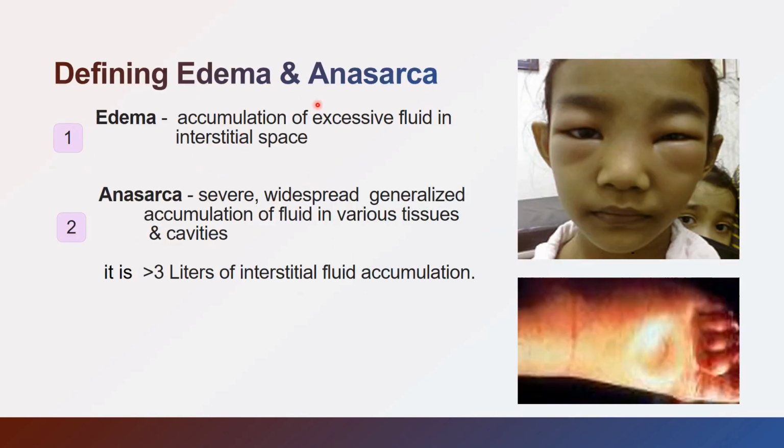Coming to the definition, edema means accumulation of excessive fluid in the interstitial space. And Anasarca is severe widespread generalized accumulation of fluid in various tissues and cavities. And interstitial fluid accumulation should be more than 3 liters to say Anasarca.